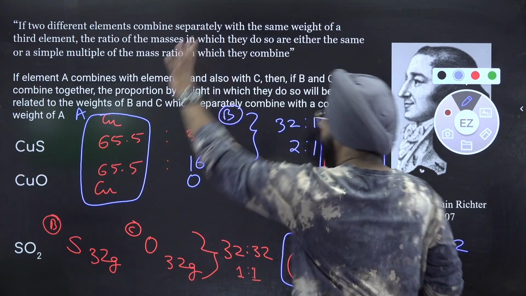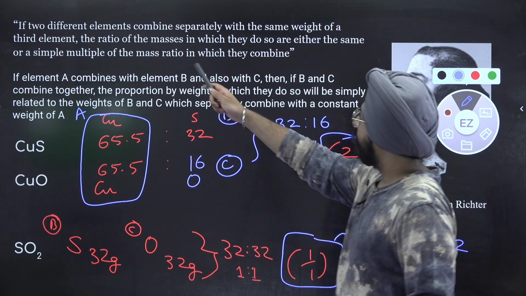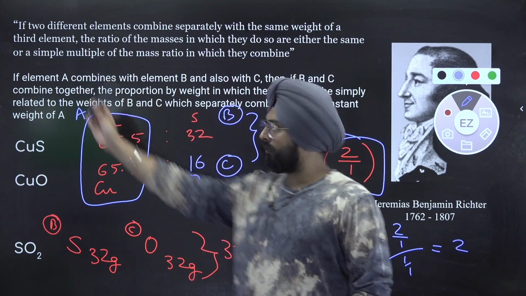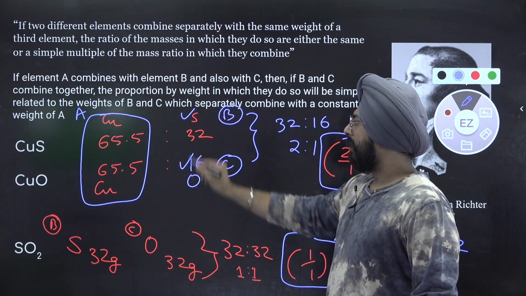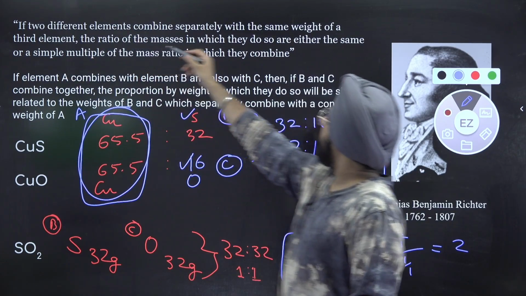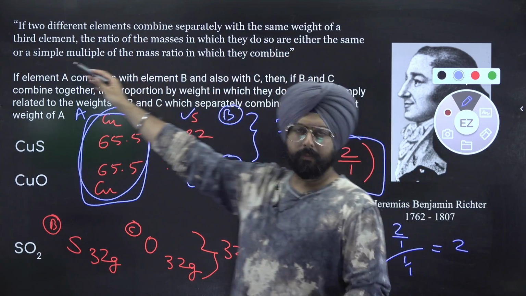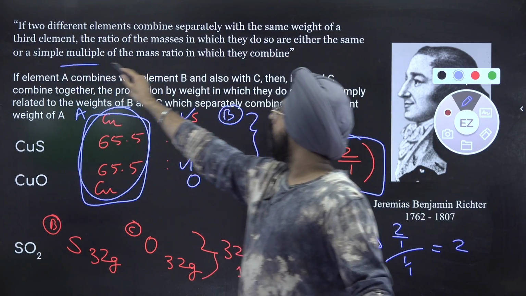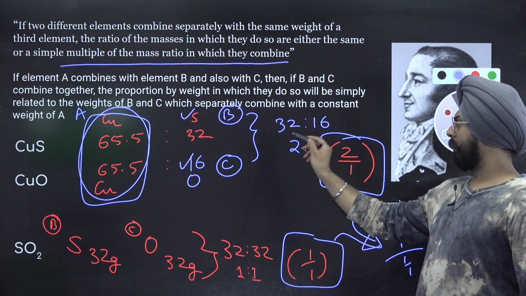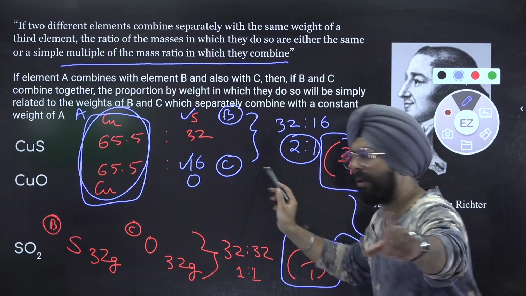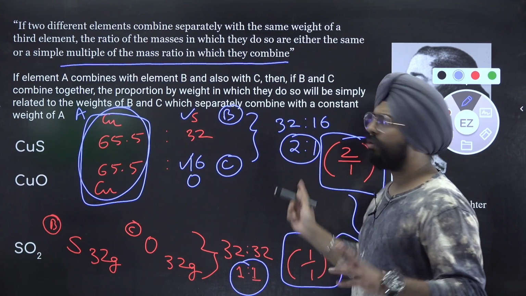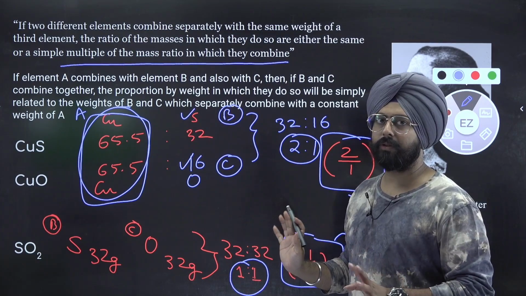Read the statement once again. If two different elements combine separately with the same weight of a third element, the ratio of masses in which they do so are either the same or a simple multiple of the mass ratio in which they combine themselves. This ratio is a simple multiple of this ratio. Sometimes this ratio also comes out to be 1 is to 1. There are certain examples of that also.